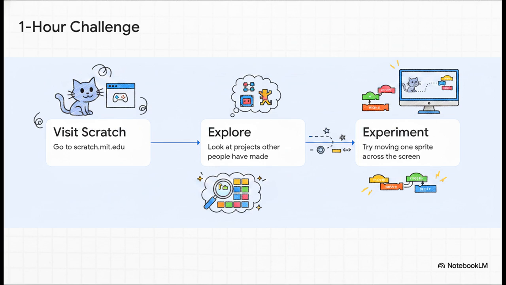Step 1. Head over to scratch.mit.edu. It's totally free. Step 2. Just browse around and look at the projects other people have made to get some inspiration. And Step 3. Open a blank project and just try moving one single sprite across the screen. Connect a few sequence blocks, see what happens.